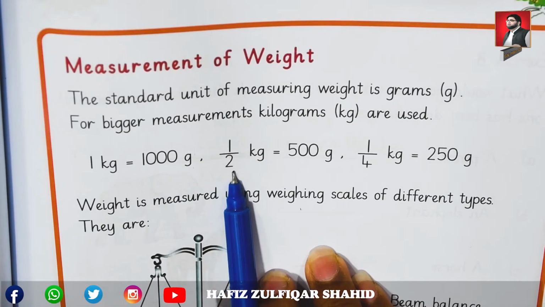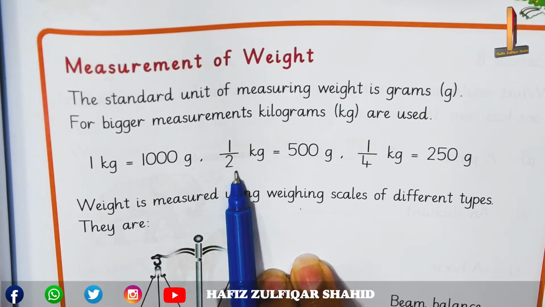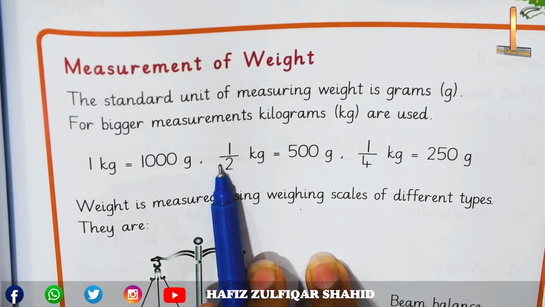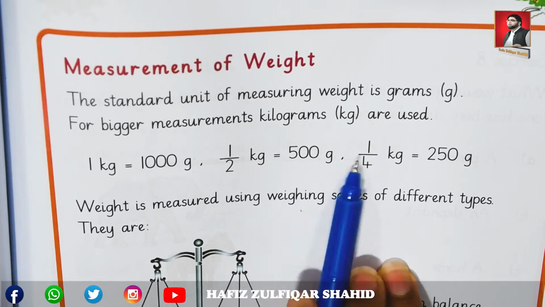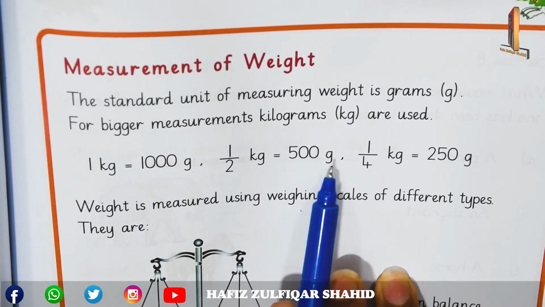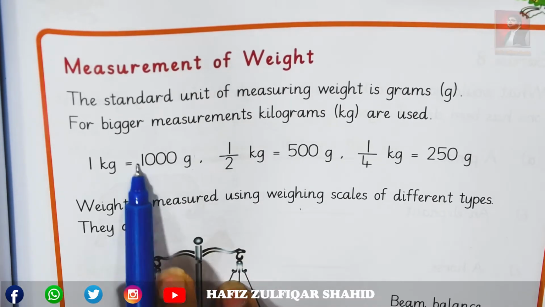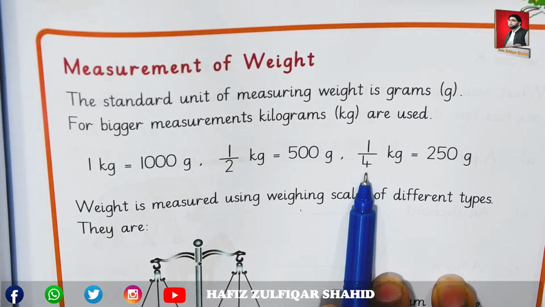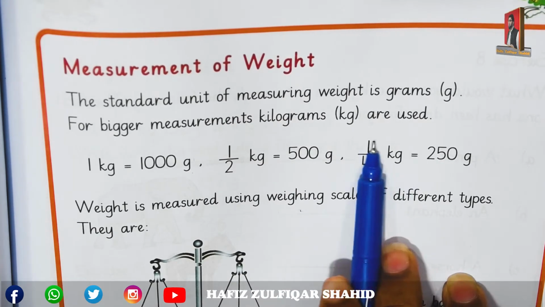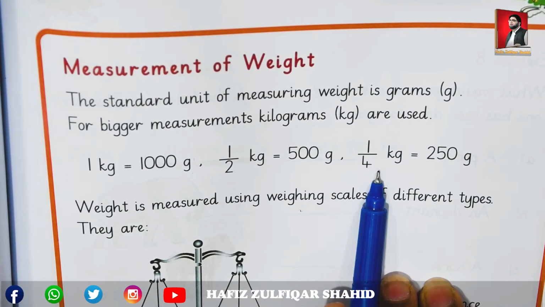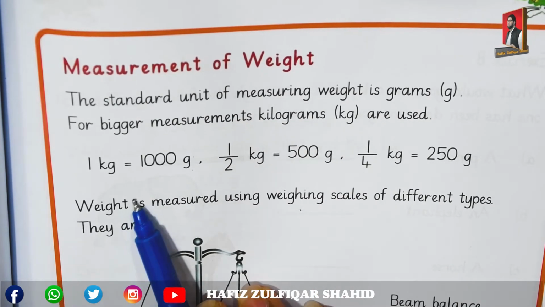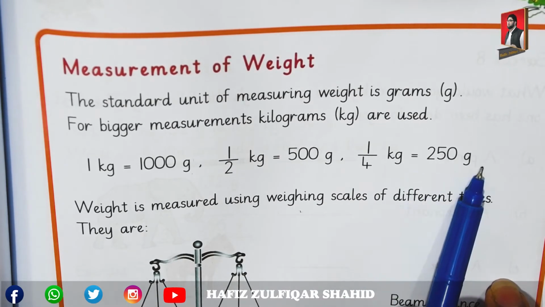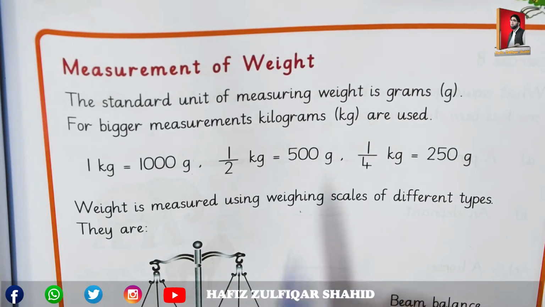Next is 1 over 2. As you know, the fraction 1 over 2 shows the half, and 1 over 2 kg shows half kg. Half kilogram is equal to 500 gram, half of 1000 gram. Fraction 1 over 4 kg tells us the fourth part of 1000 gram, which is 250 gram in total, the fourth part of 1 kilogram.